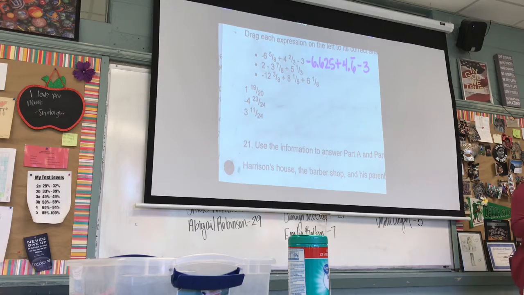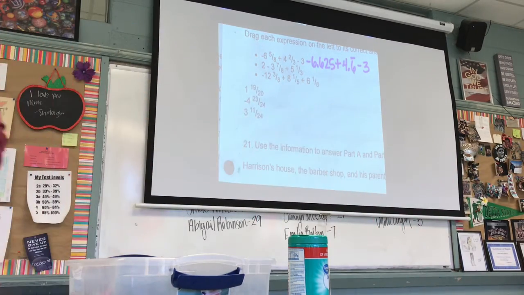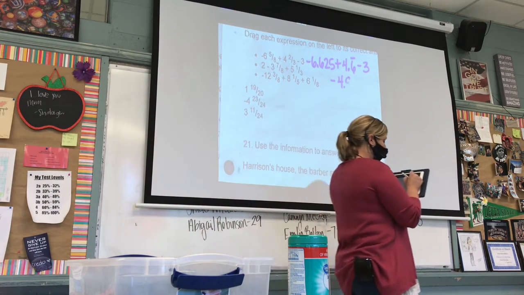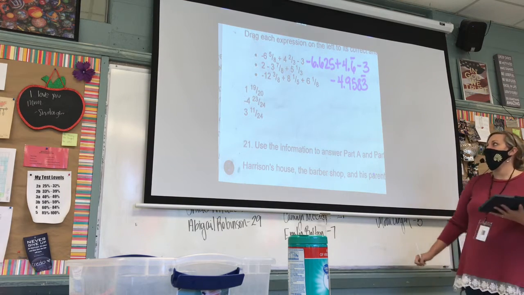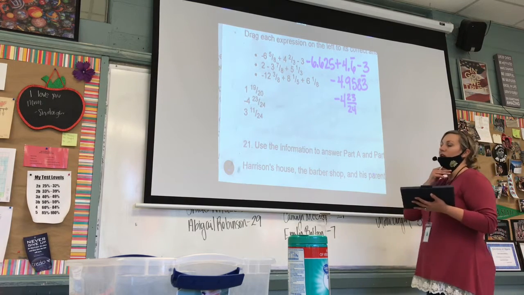Alright, when you put that in the calculator, negative 6.625 plus 4.6 minus 3, what does it give you? Negative 4.958, negative 4 point what? 9583334. Alright, if you look at the answer choices, there's only one with a negative 4. But if you've got the OCD like I do, you're going to want to double check and make sure you're right.